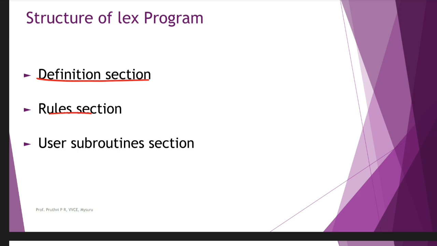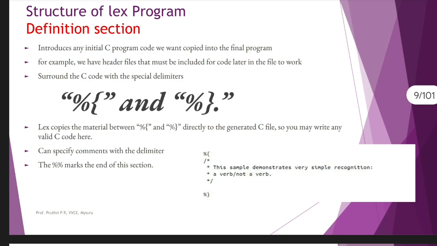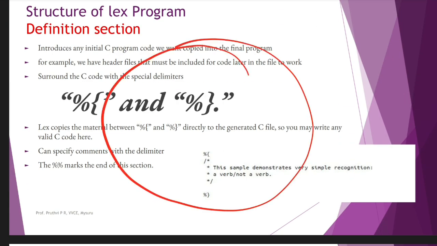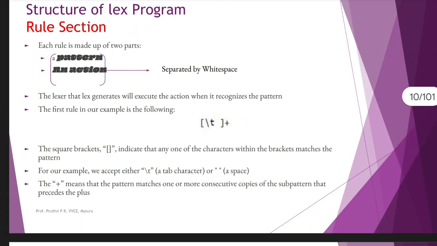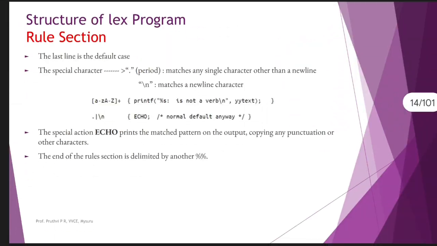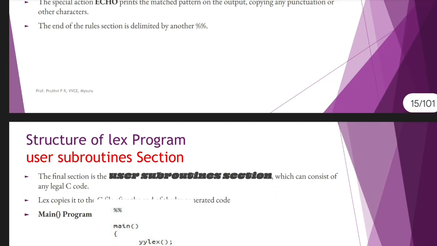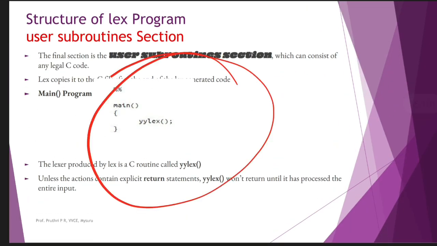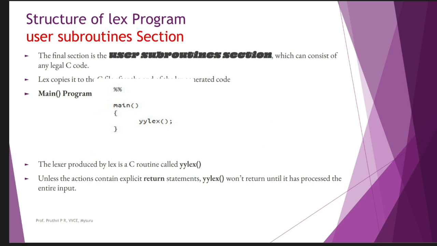Here the definition section, rule section, and user subroutine section will be there, and the information regarding each of them is given here. In the rule section, we define the logic and the rules, and after that we have the user subroutine section. Here we write the main function, yywrap, or yyerror as well. One difference between LEX and YACC is that in LEX you use yylex, and in YACC you use yyparse.